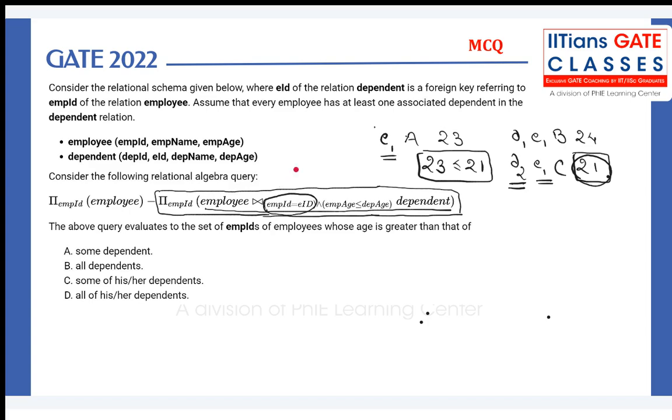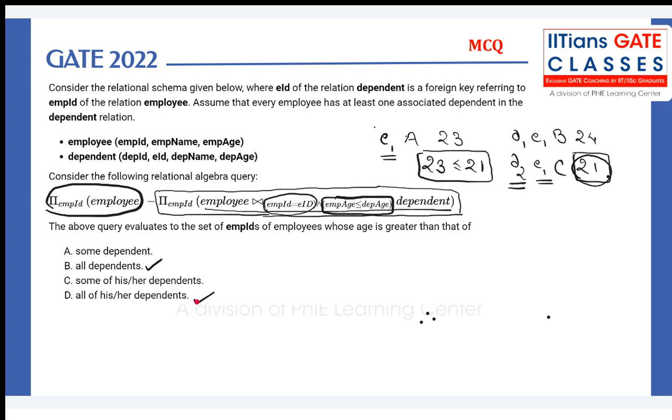What does this query say? It says these are employees whose age is greater than that of... What is the negation of this? If you apply minus, it means all dependents, all of his or her dependents. There's a difference between this option and this option.